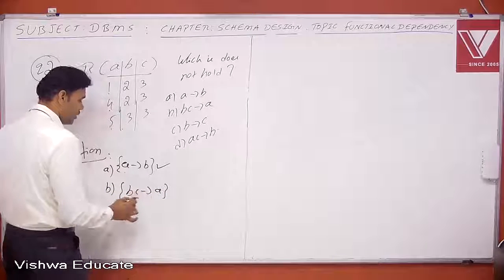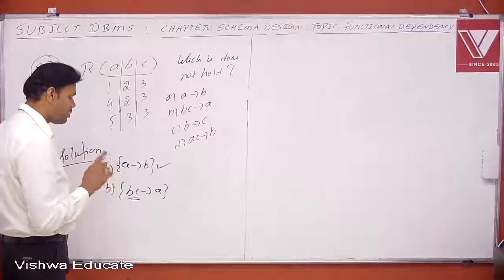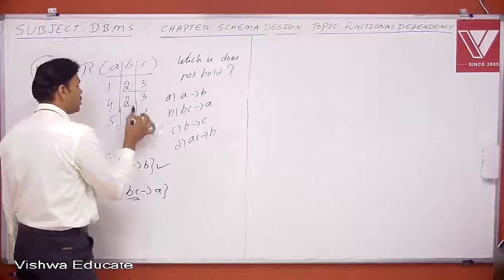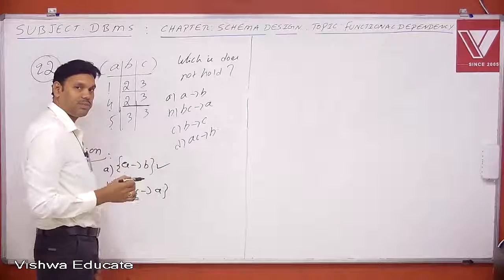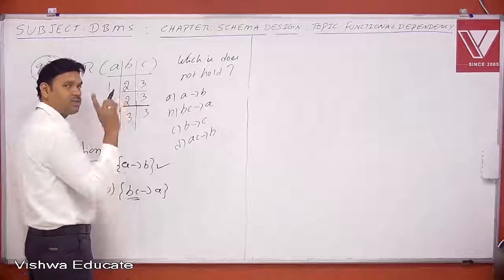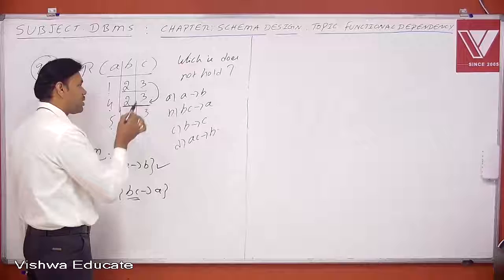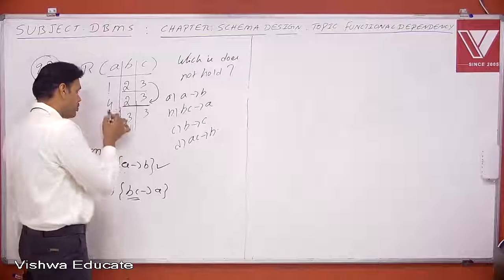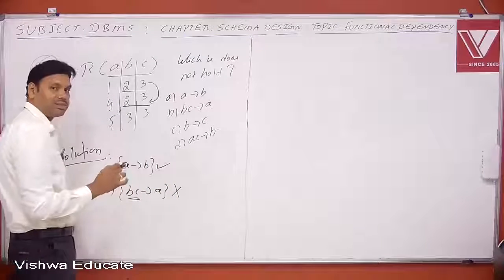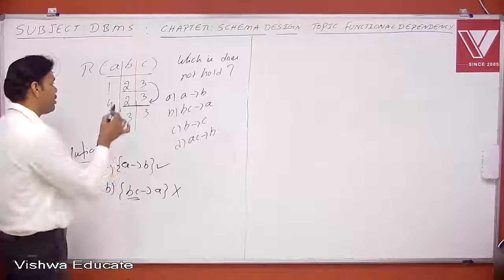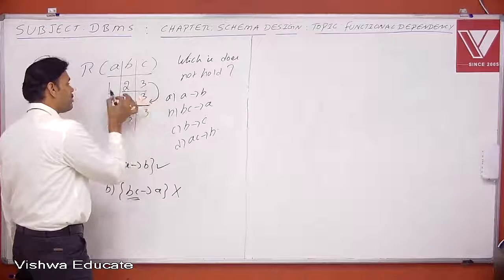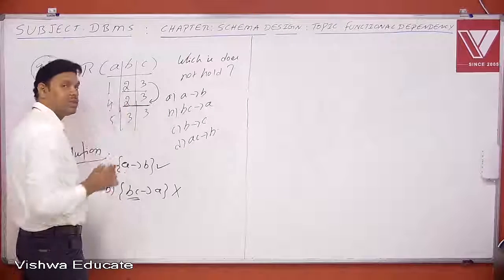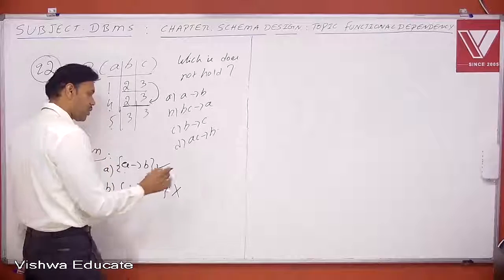BC tends to A. This time your determinant is BC, the dependent is A. So 2, 3, 1. 2, 3: what value is given? 1. Again 2, 3 is repeated. Whenever 2, 3 is repeated, what has to come? 1. But what is given? 4. Hence this is the wrong one. You get my point? 2, 3 came first, and its A value is 1. Whenever 2, 3 is repeated, 1 has to repeat, but it is given as 4, so it is wrong.